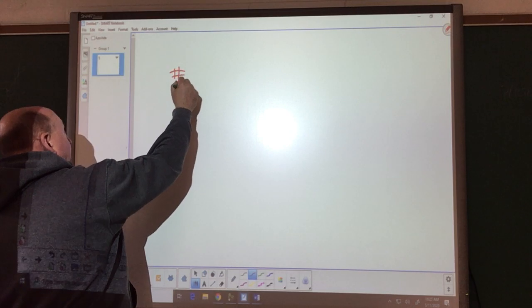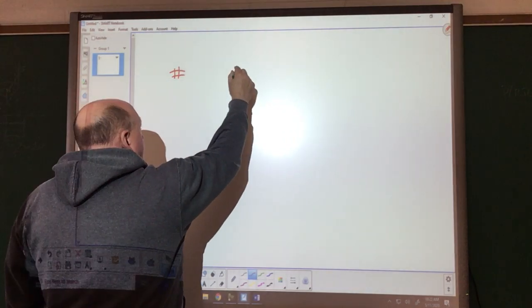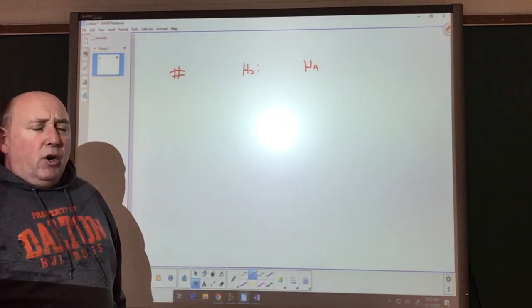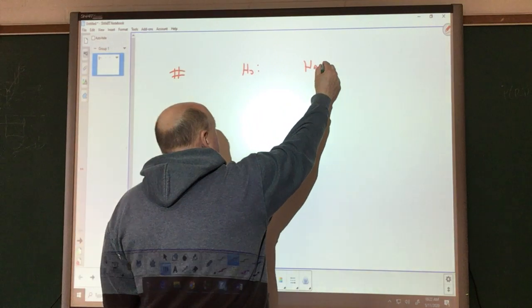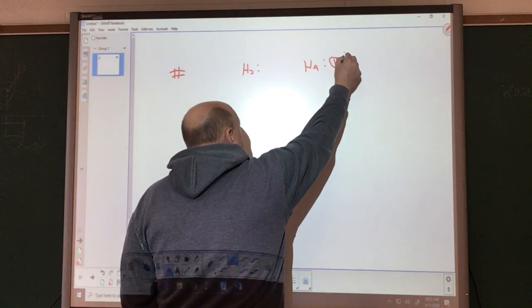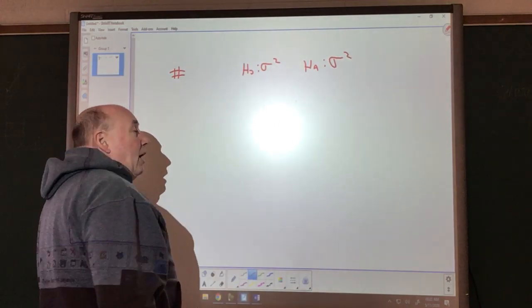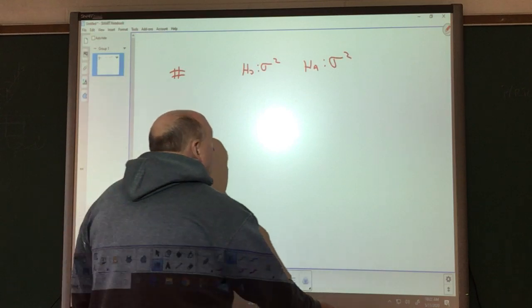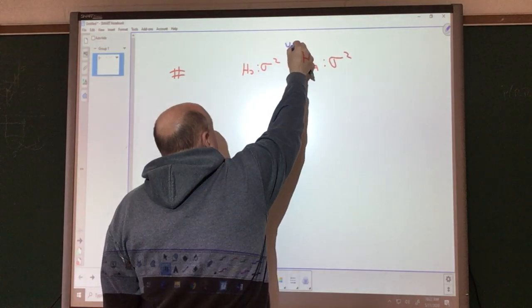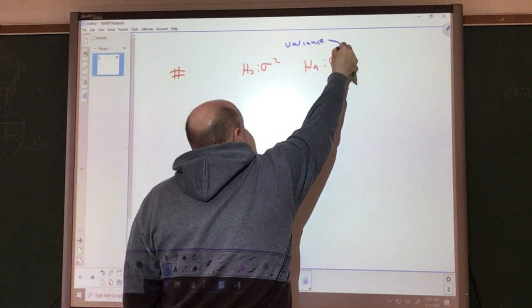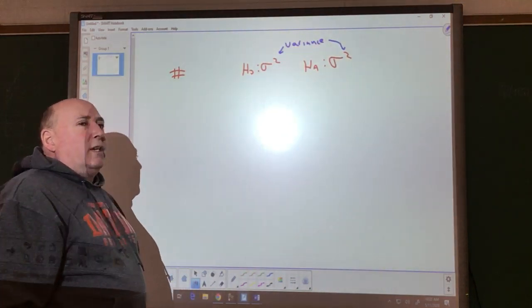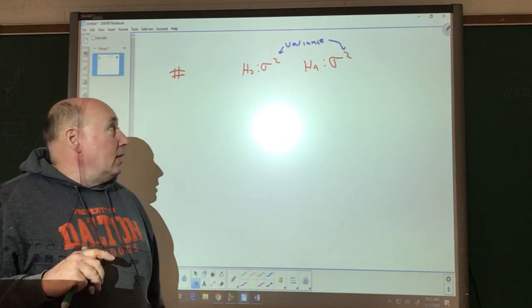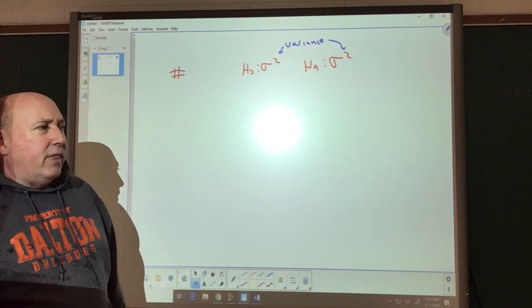and problem number 3, we're dealing with the variance. So we have our null and alternate hypothesis, which deals with the variance, and that is the square. If it was standard deviation, we wouldn't have the square term there, but when we add this square term in there, this tells us that we're dealing with the variance. So we need to make sure we watch out for that.